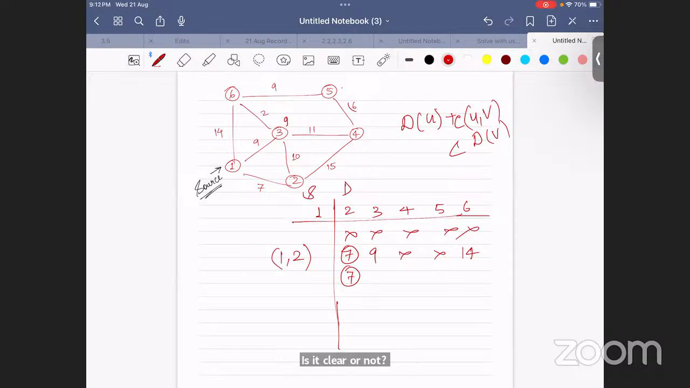Clear? Okay. So 1, 2, 3. You already know that 9 is the only one, because using 1, 2 you would have 17, but 17 is more, so 9 will be picked. Can you go to 4 by using 1, 2? What will be the weight? If you are going from 1, 2 and you have to go to 4, that will be 22. Correct? Is there any other way? No. So 22 is less than infinite, that's why we have replaced infinite with 22.